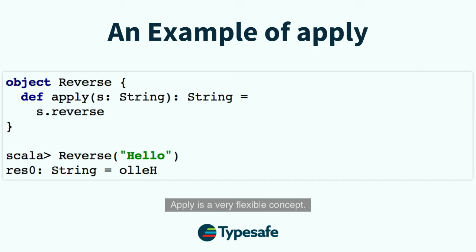Apply is a very flexible concept. In this case, I've created an object Reverse, and inside of it is an apply method that takes a string, reverses it, and returns that reversed representation of the string. If I call Reverse hello, I never explicitly state that I want to call the apply method. However, the term I am using is the Reverse object, and the apply method is delegated to because I never explicitly called a method on that term.